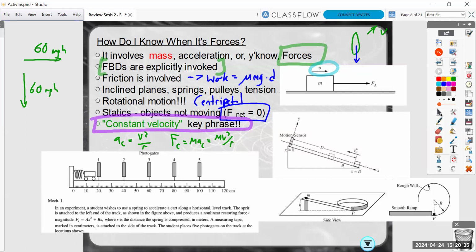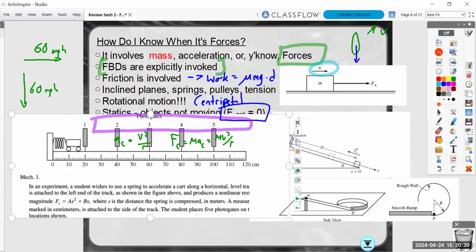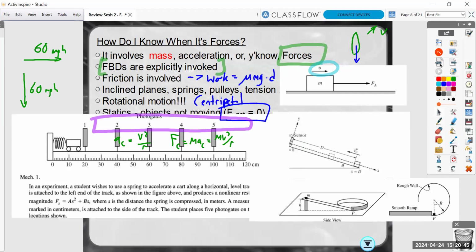We got a couple other ones. Here's a spring, and they specifically give you a force. All right, we're going to take a couple minutes here to look at a few of these multiple choices. So I'm going to pause this recording, and then I want you to pull off a few multiple choices that you are particularly interested in going over, and then we will resume.